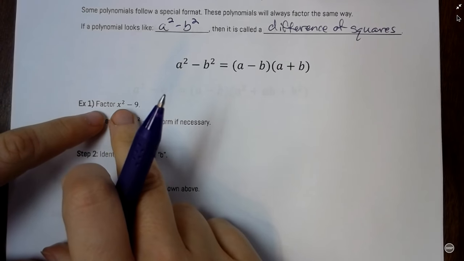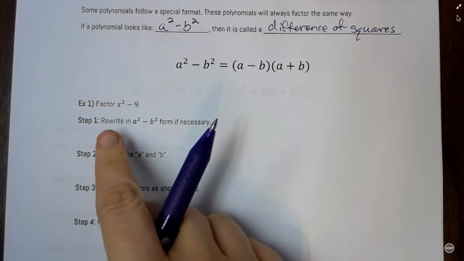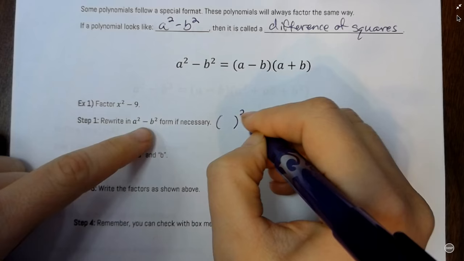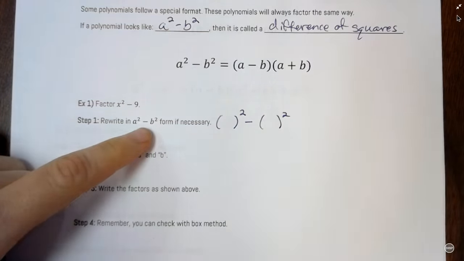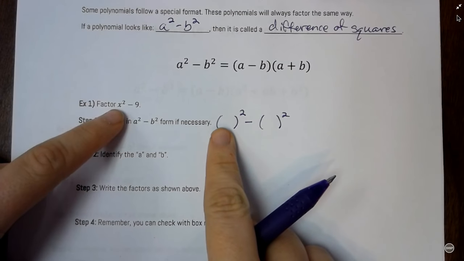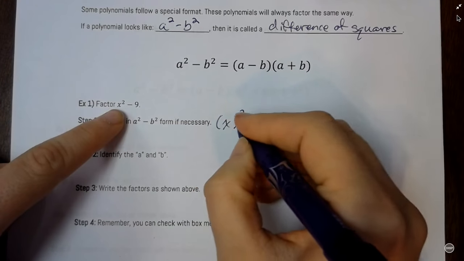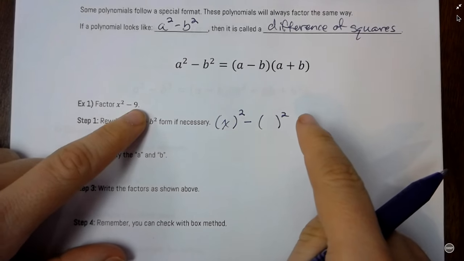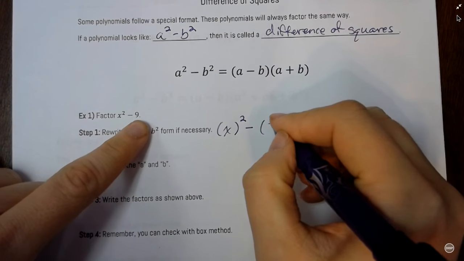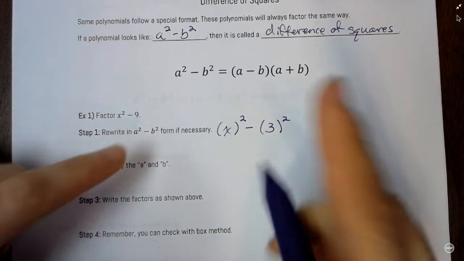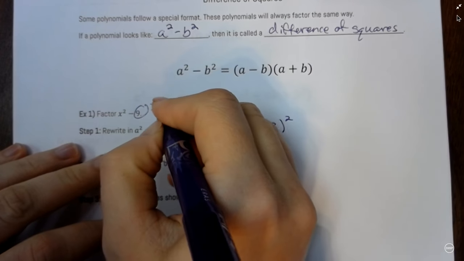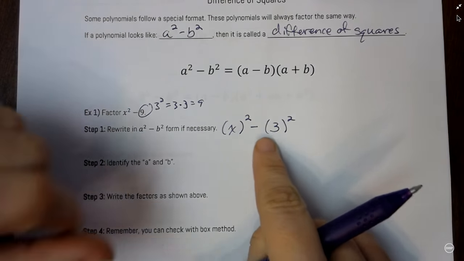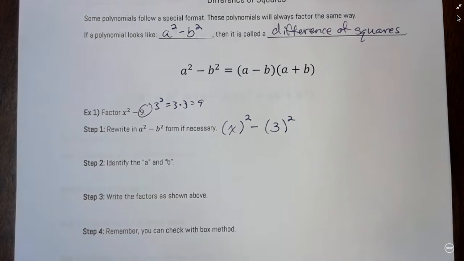We want to factor x squared minus 9. First I want to rewrite that so that it looks like something squared minus something else squared. Well, the first one is obvious. X squared, that's x squared, of course. But what about 9? What squared will give us 9? Well, hopefully you got that in your head. 3 squared, which is 3 times 3, equals 9. So I'm going to write that as x squared minus 3 squared.